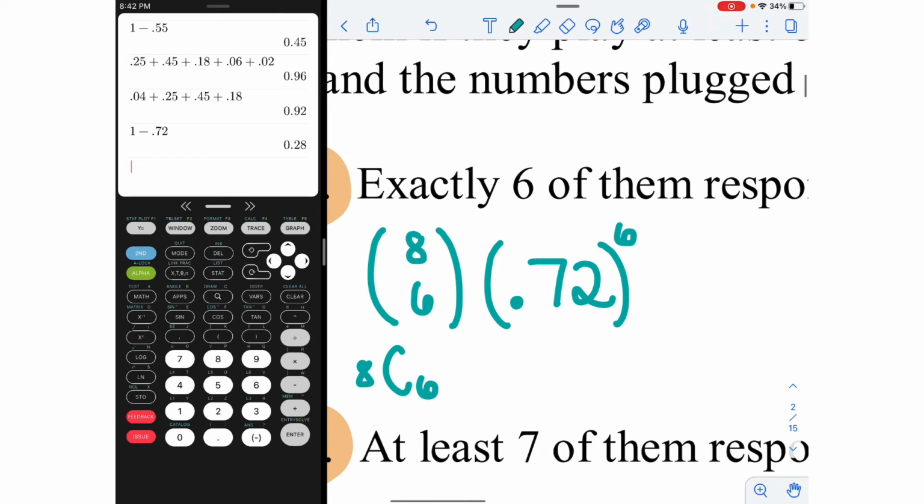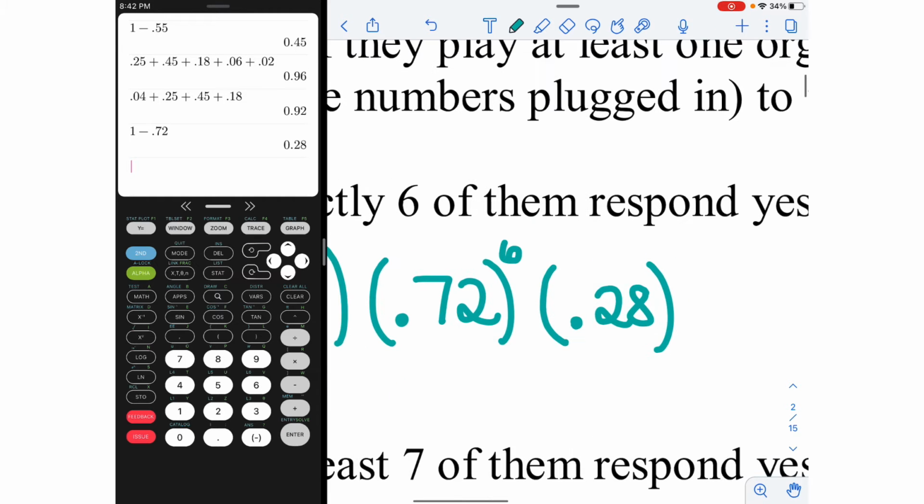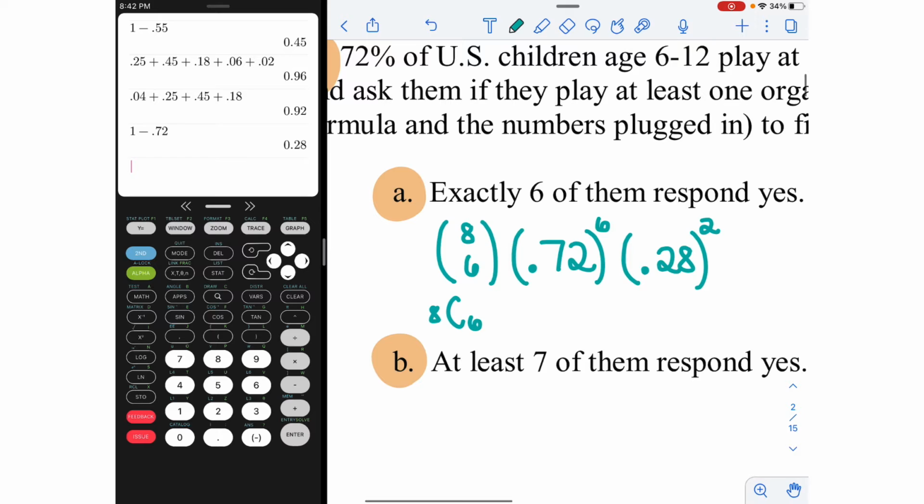And we want 6 of those. The fail, or the no's, are 0.28, and we want 2 of those. So the way I always taught this was that the 6 matches that first number. So the choosing part, 8 choose 6, that choose part is going to be the first degree, and then these 2 degrees, 6 and 2, those 2 have to add to the top number. That's how I always memorized the binomial theorem.